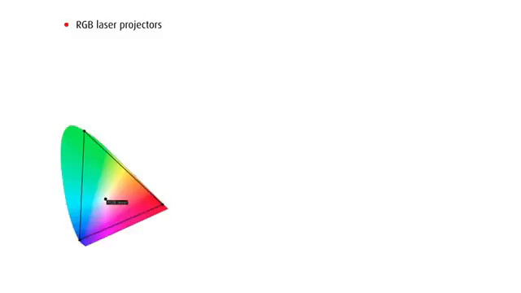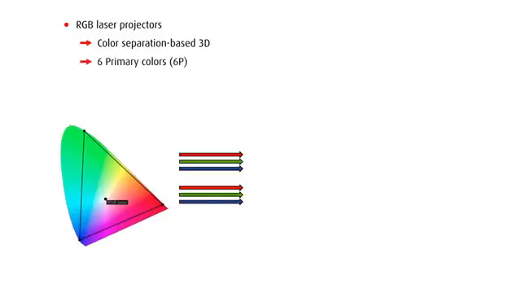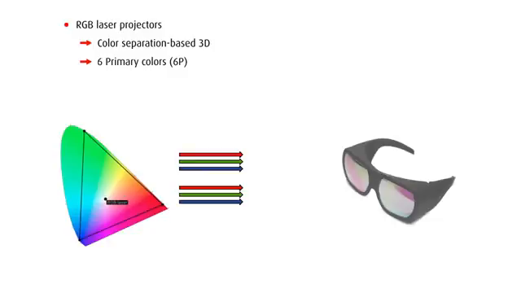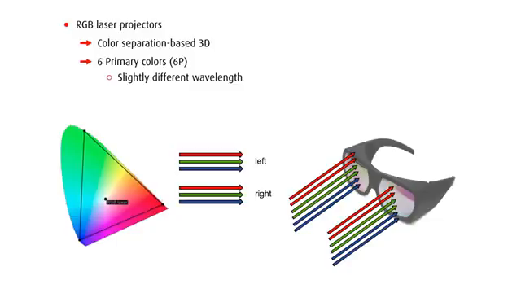RGB laser projectors have the ability to use color separation-based 3D without the need for an additional color filter. This can be achieved by providing 6 primary colors, so-called 6P, as the light source, a set of RGB to generate the left eye image, and a second set for the right eye. When the lasers inside these sets have a slightly different wavelength than their equivalent color in the other set, the glasses can create the spatial separation and 3D effect.